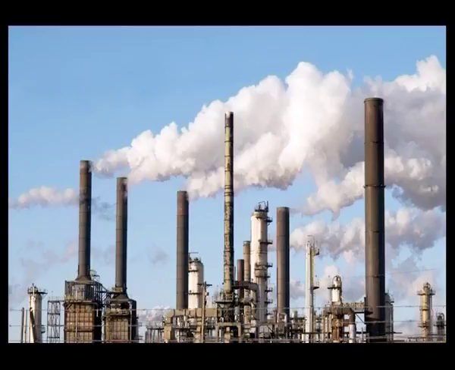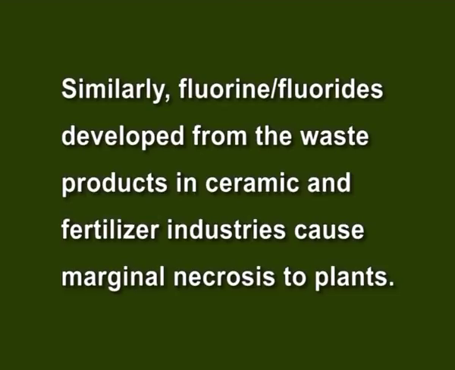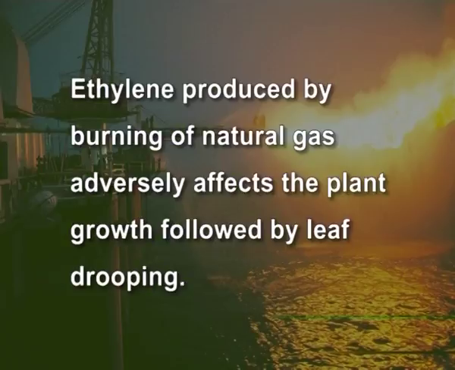Then disorders caused by atmospheric impurities. Another group of disease symptoms noticed extensively in plants is caused by air pollutants, which are released by various factories or industries in the form of gases and smokes. The influence of these pollutants on plants is varied and extensive. Gaseous forms such as coal gas and smoke released from coal industry are injurious to plants, causing browning of leaf blade, premature shedding of leaves, and sometimes death of the plants. Similarly, fluorine or fluorides developed from the waste products in ceramic and fertilizer industries cause marginal necrosis to plants. Ethylene produced by burning of natural gas adversely affects the plant growth, followed by leaf dropping.